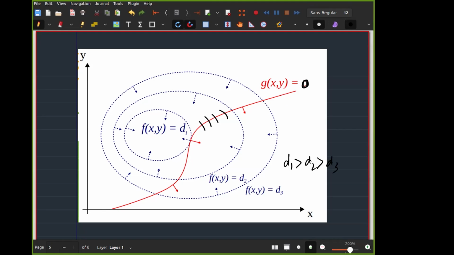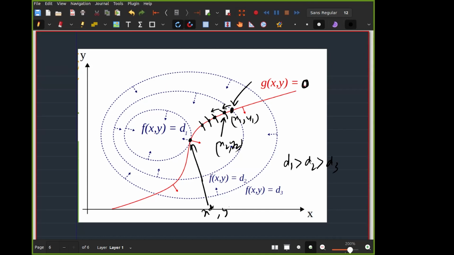For example, let's say you're standing at this point, which is some (x1, y1). Now, this is not the best solution. Why? Because you can always walk in this direction and move to a new point here, which is let's say (x2, y2). And again, this is not the best, because you can move around and reach here and here and here.